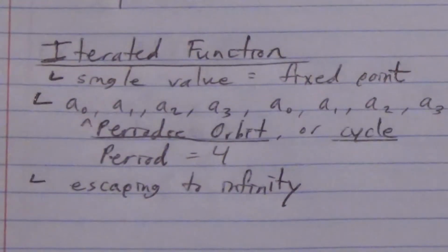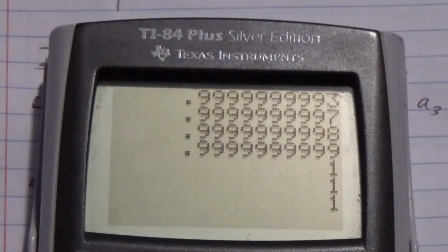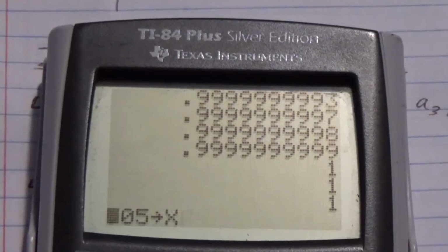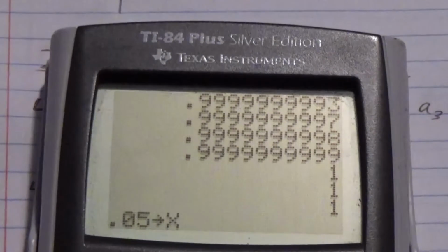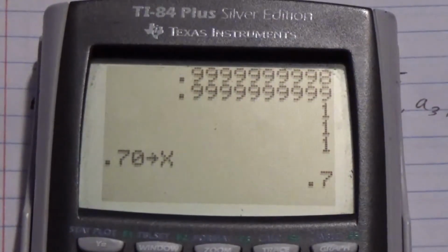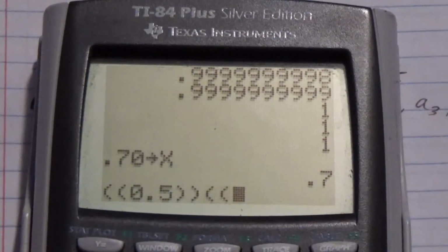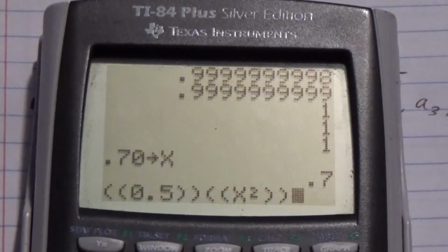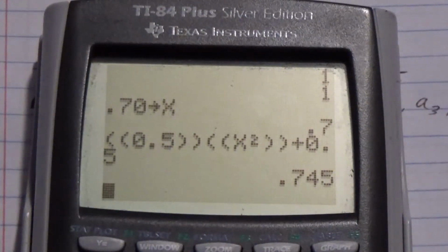Another thing you might like is if we chose a more complicated function. How about we tried, well, you know what? I'm gonna set this value equal to maybe 0.70. Oh, sorry, 0.70. That's what x will start as. That's our initial condition value. And let's say we use the function 0.5 x squared plus 0.5. So we end up with 0.745 right now.